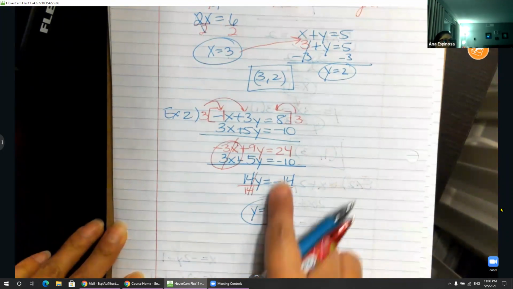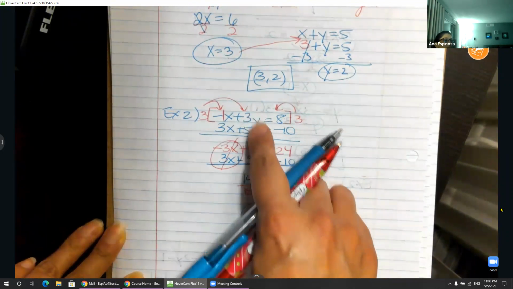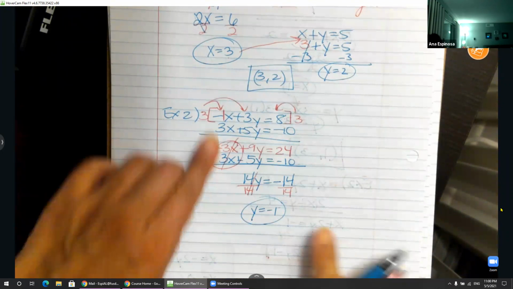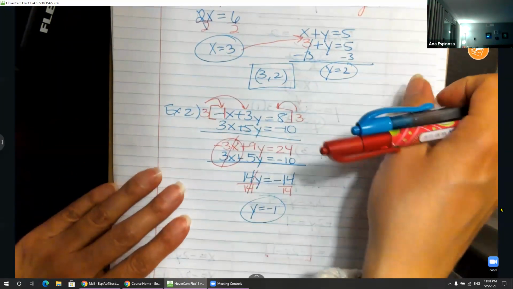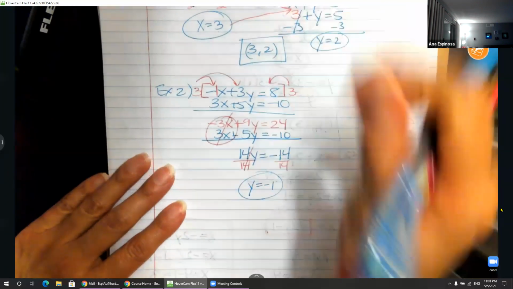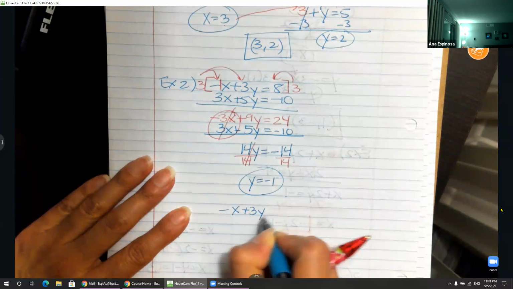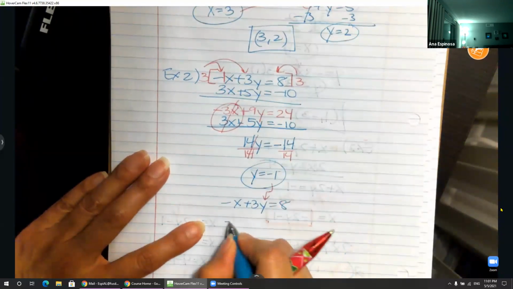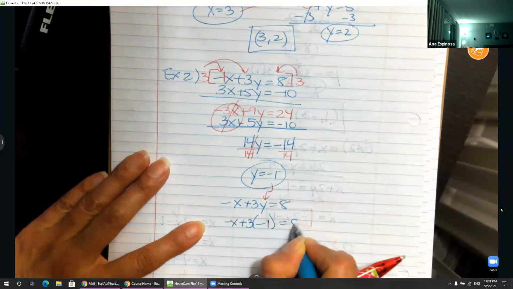Once you're done, you go back to either equation, plug this back into whichever equation you want in the original equation. Don't mess with the one that you multiplied by 3 at all. I'm going to choose the first one. Doesn't really matter. -x plus 3y equals 8. That goes in here. -x plus 3 times -1 equals 8.